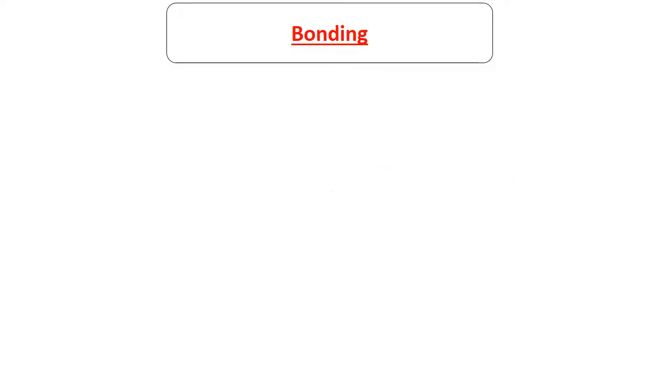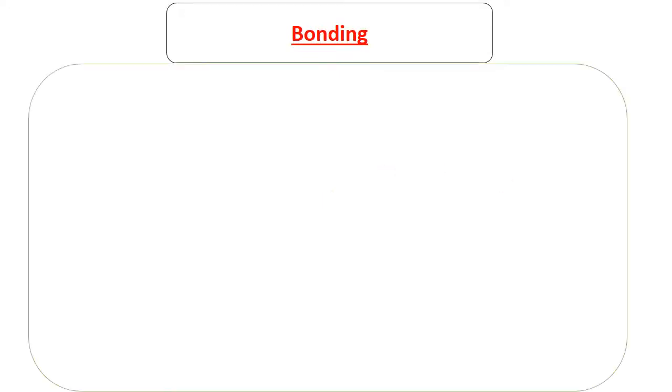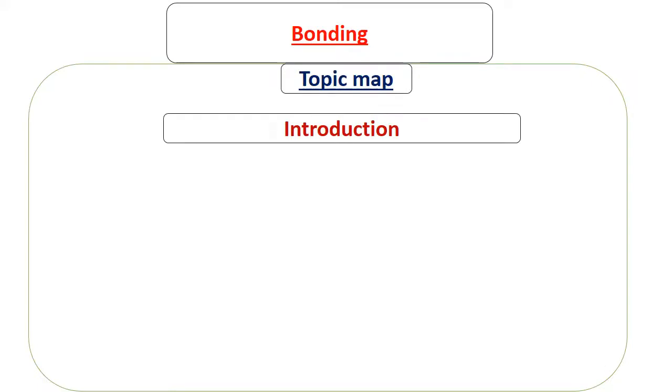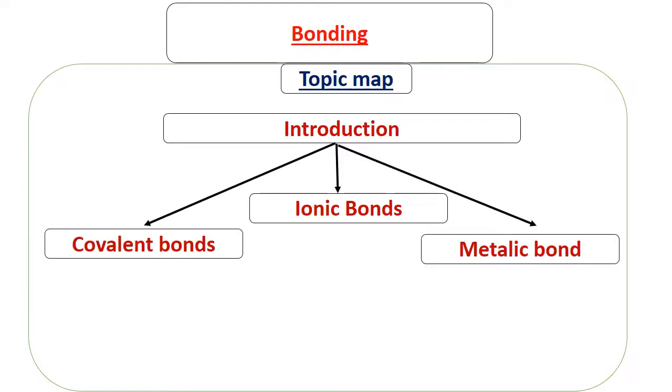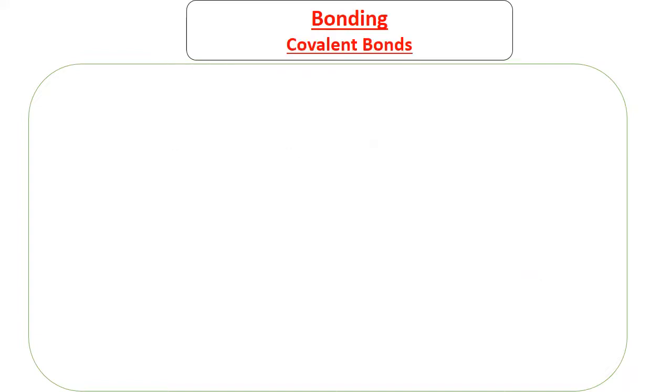Welcome to the second part of bonding. In the previous video, we looked at introduction and ionic bonds. In this video, we're going to take a look at covalent bonds and metallic bonds. Let's get started. So what is covalent bonding?